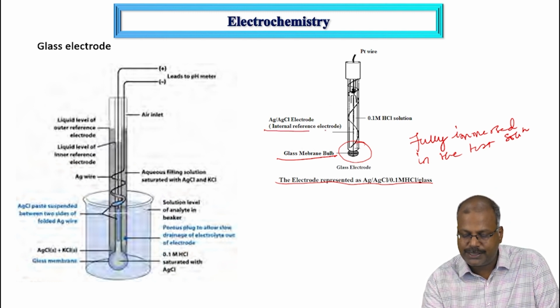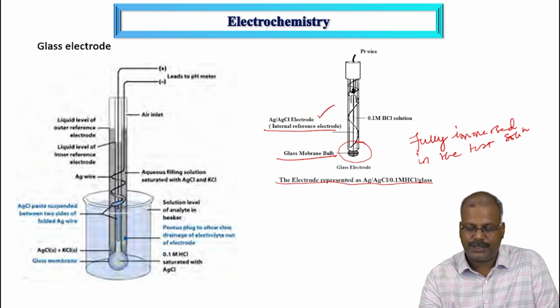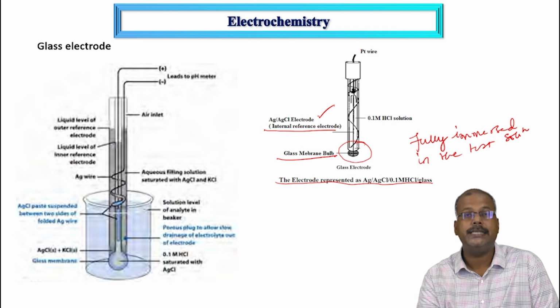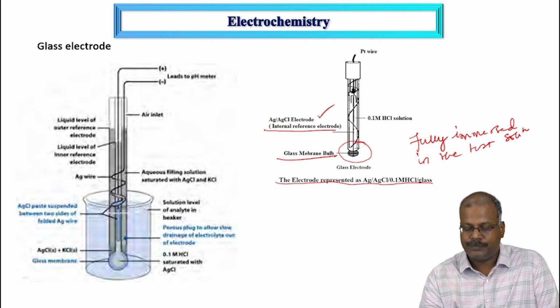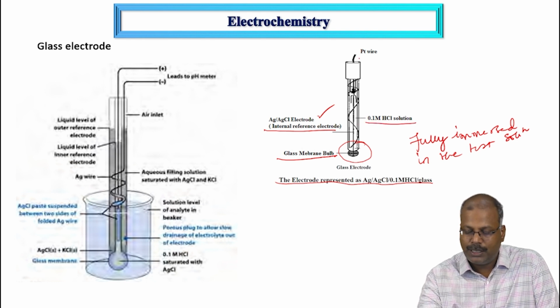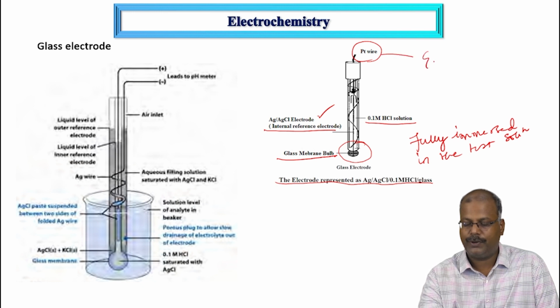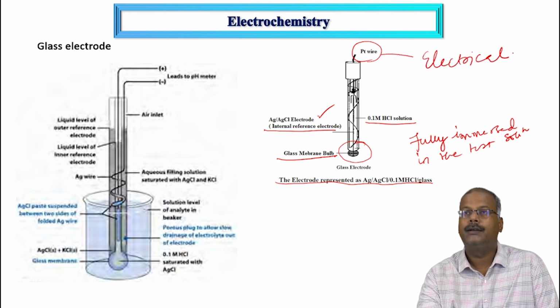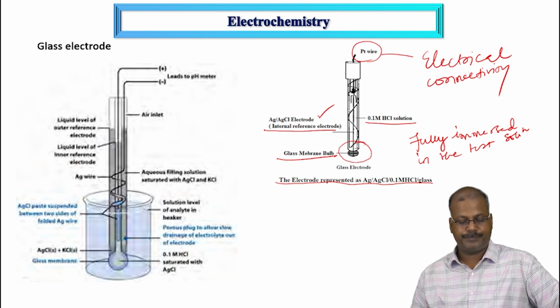The internal reference electrode is the AgCl electrode. Yesterday we have seen different types of electrodes; one of the types is the AgCl electrode. We have also seen the calomel electrode. Inside this we have 0.1 molar HCl solution, and there is a platinum wire which is used for electrical connectivity.